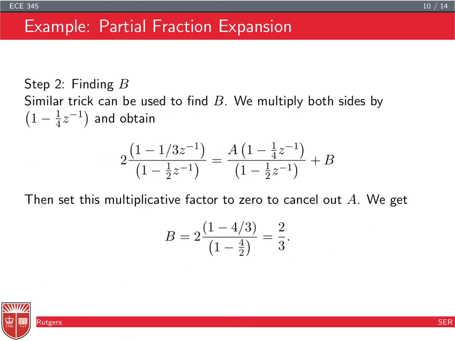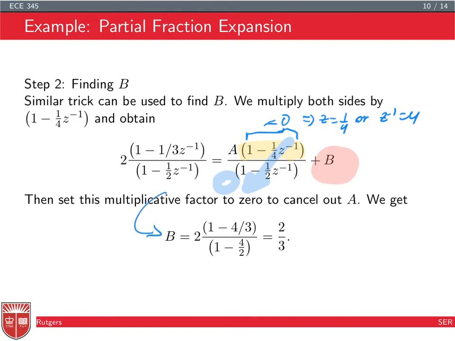Now, to find the value of B, I multiply both sides of the equation by the denominator of B. And the denominator of B here, I'm going to highlight it in yellow, is this one. So this way I have B singled out here. And to get rid of A, what I do is I set this term equal to 0. So I set this term here equal to 0. This means I set z equal to 1/4, or z^-1 equal to 4. And this way you get B equal to 2.